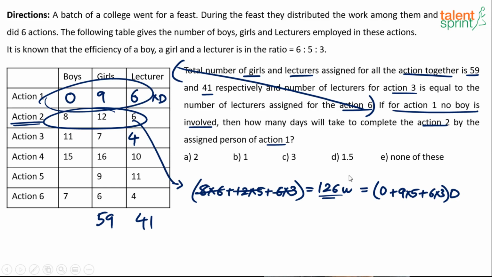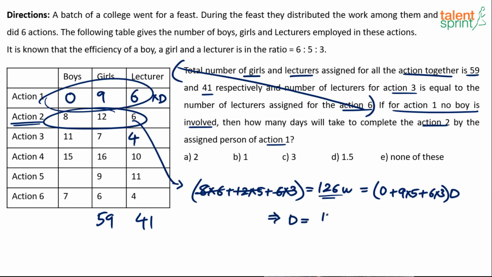Actual number of days cannot be estimated. Just keep that in mind. Yes or no? This is what they do per day. Into how many days, so that they can achieve 126 units? Right? So 9 into 5 is 45 and 6 into 3 is 18. So simplify this, what do we get?